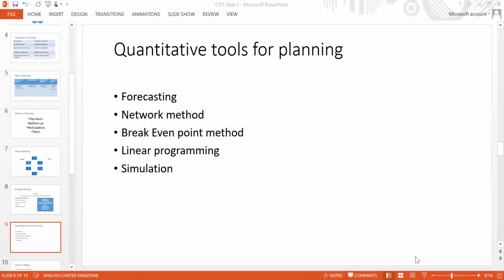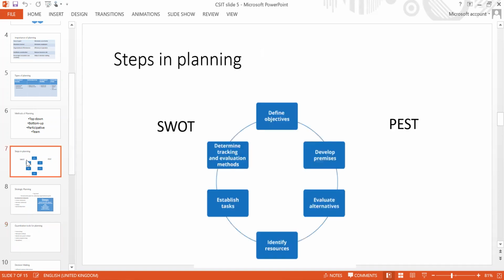Okay, so now we went through how the planning process is carried out. We saw how SWOT analysis is done and how PEST analysis is done. And after doing these analyses, what are the different steps that you undergo while you do planning in management. So that's what we did.